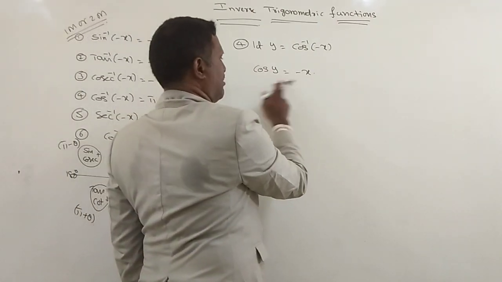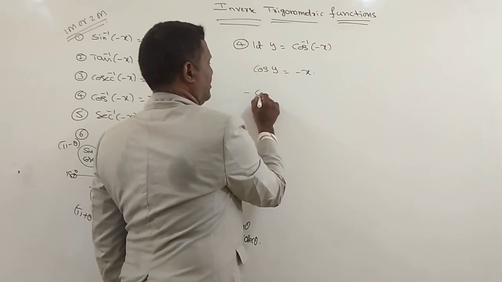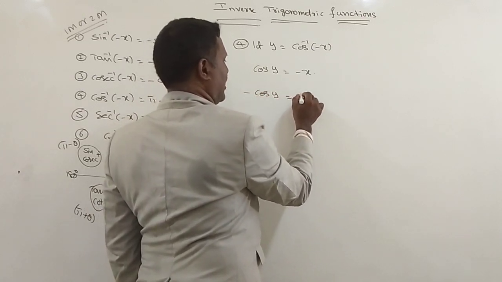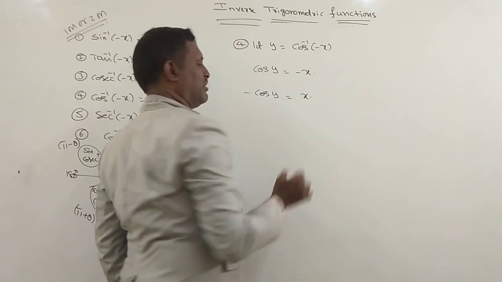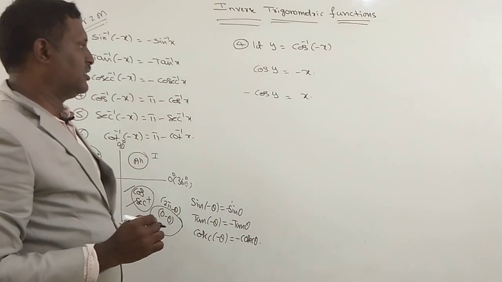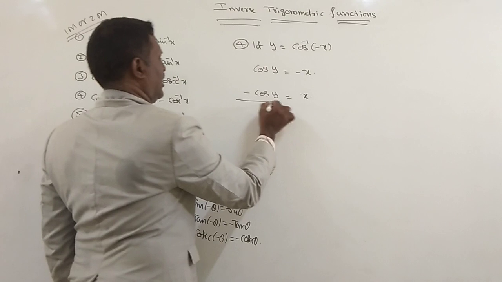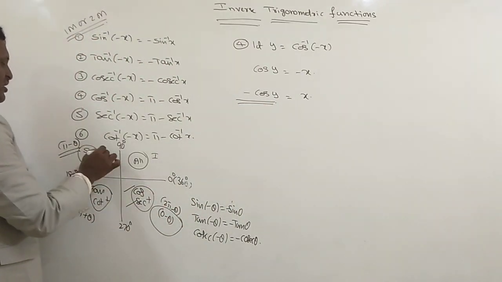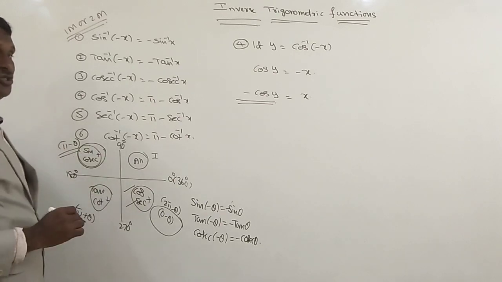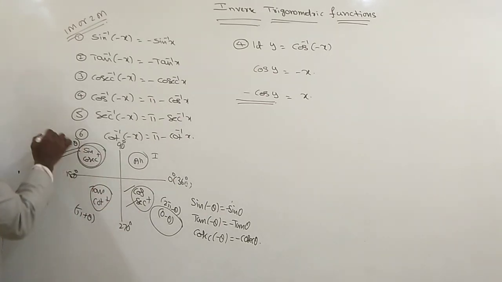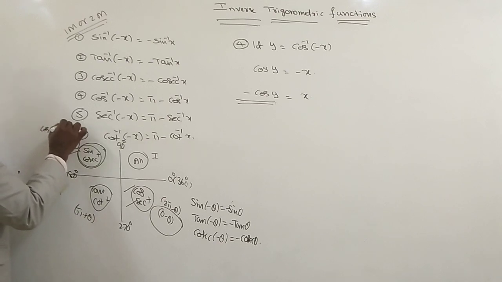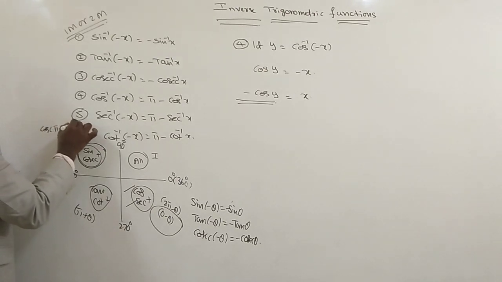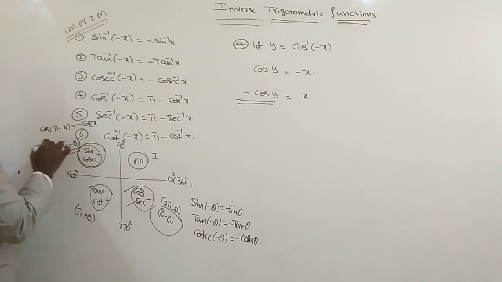Now multiply by minus sign. Minus cos y is equal to, negative x becomes positive x when you multiply by minus sign. Now for minus cos y, we use the second quadrant, pi minus theta. Here only sine and cosecant are positive, the rest are negative. That means cos of pi minus x is equal to minus cos x.